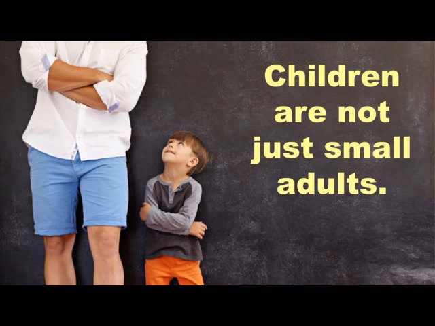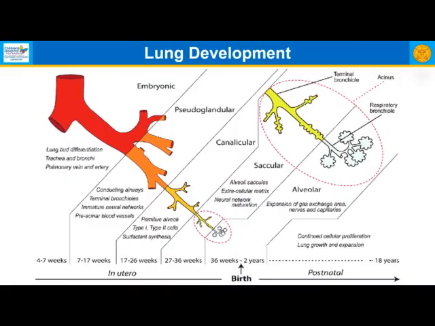So children are not just small adults, and lung development occurs in a series of stages. In utero, in the embryonic stage, one just has lung buds, if you will, and the trachea and bronchi basically differentiate, and you start to get a pulmonary vein and artery. That is up to 7 weeks. Pseudoglandular is 7 to 17 weeks. Here you get conducting airways, terminal bronchioles, immature neural networks, and preacinar blood vessels. So this is the point when conducting airways are finished, at about 16 to 17 weeks of gestation.